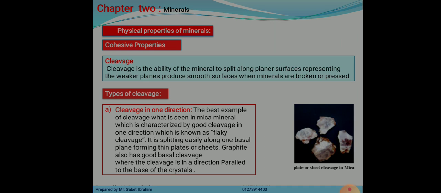We are going to take another example, graphite. Graphite also has good basic cleavage, where the cleavage is in a direction parallel to the base of the crystals. So we call this basic cleavage, and this is another type of cleavage in one direction, seen in graphite.